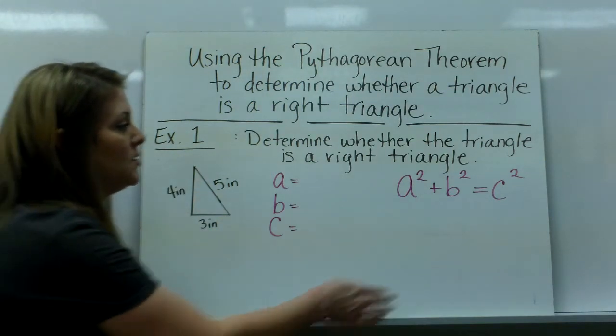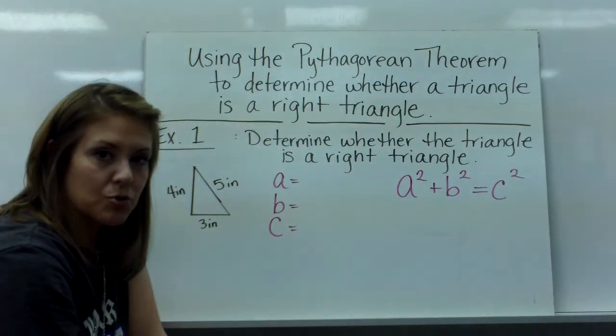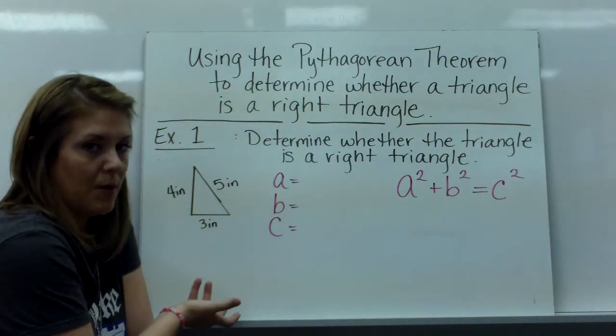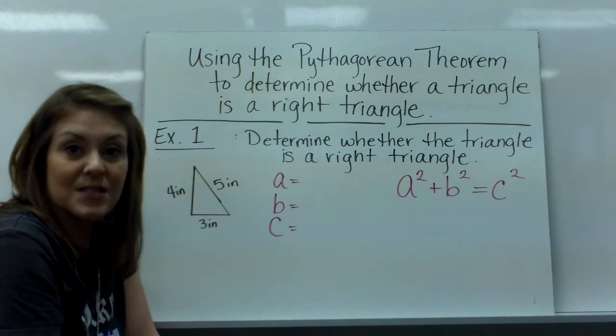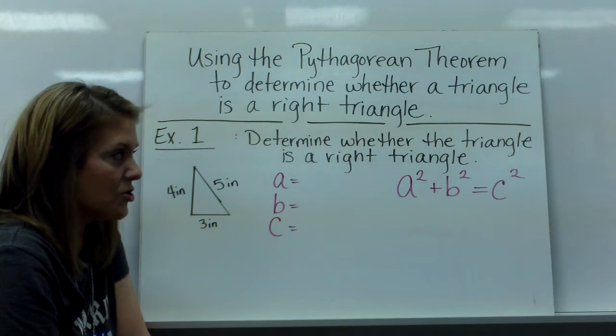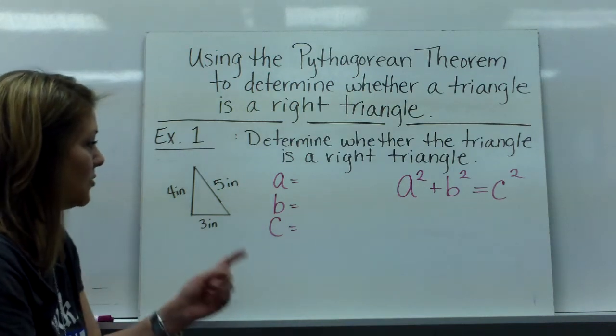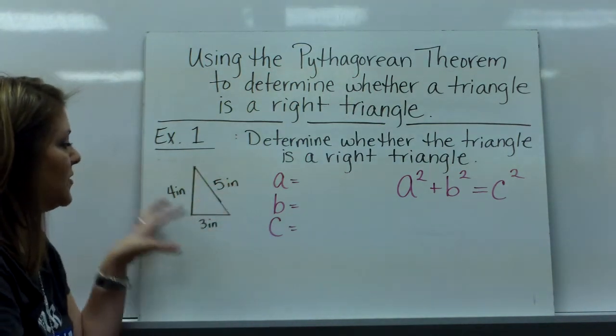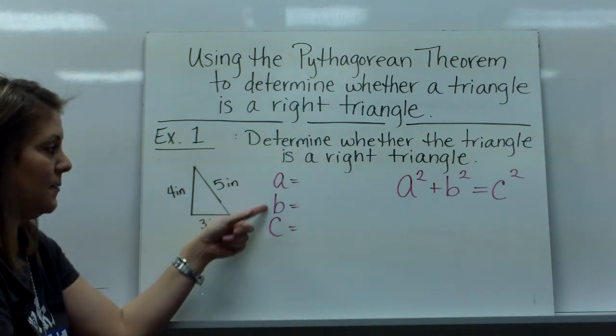So we can plug it into our theorem to see if it comes up true. If it comes up true, then yes, it will be a right triangle. If it doesn't, then it's not. Sometimes they really look like a right triangle, but they just aren't. They're slightly off.